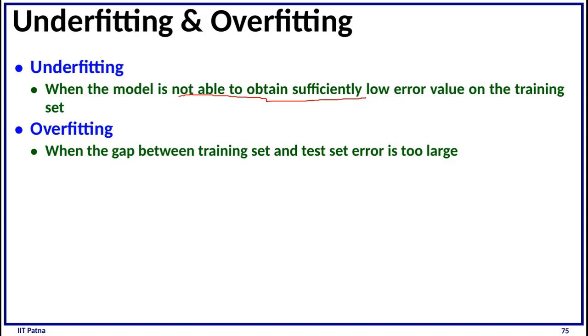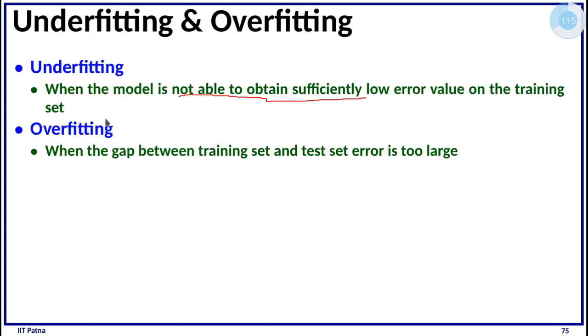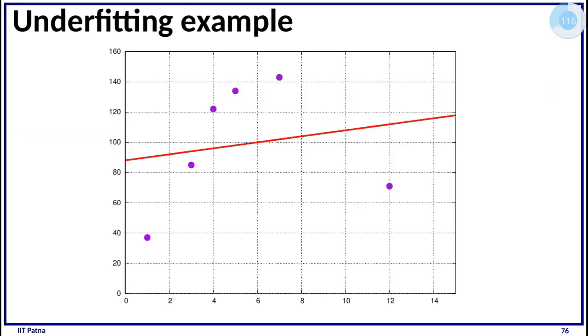And the other scenario is overfitting, when I have a very large error value for the test set, but for the training set the error value is very small. So it effectively remembers all the training data and then tries to predict. That is called overfitting. We need to overcome these two scenarios by choosing an appropriate set of parameters.